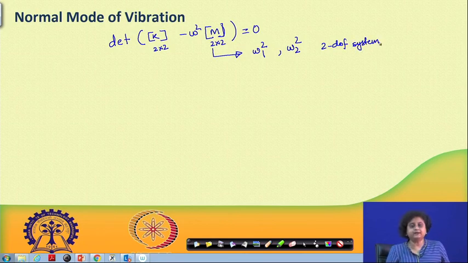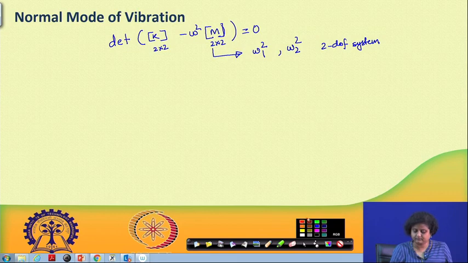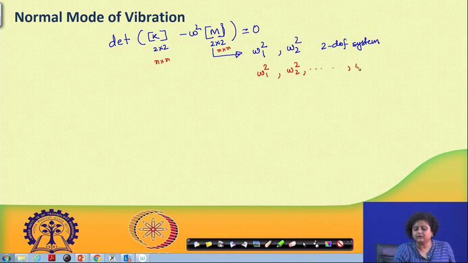So, if I have an n degree of freedom system, where n is 10, 5, 20 or 100, then I will have n solutions. If I have an n cross n system, where my k is n by n and my m is n by n, then I will have n solutions: omega 1 square, omega 2 square, and so on till omega n square for an n degree of freedom system.